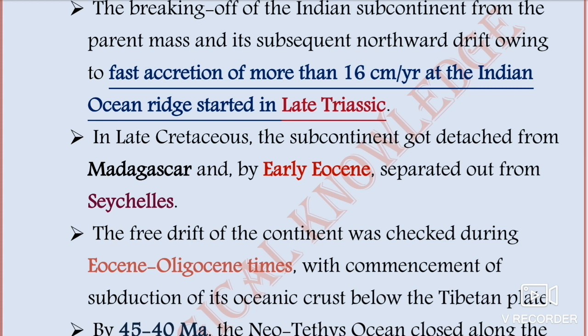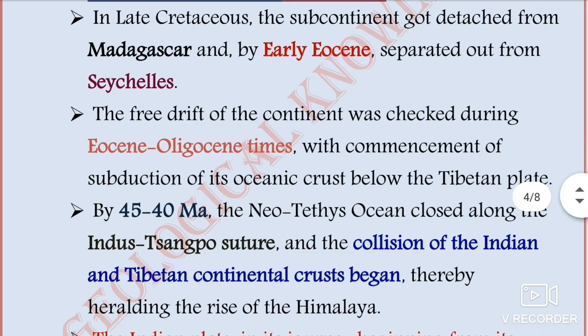So in the late Cretaceous time, the subcontinent got detached from Madagascar, and by the early Eocene, it was separated from the Seychelles Island. And the free drift of the continent was checked during the Eocene-Oligocene times, with the commencement of the subduction of its oceanic crust below the Tibetan plateau.